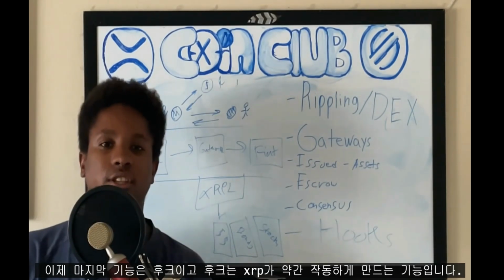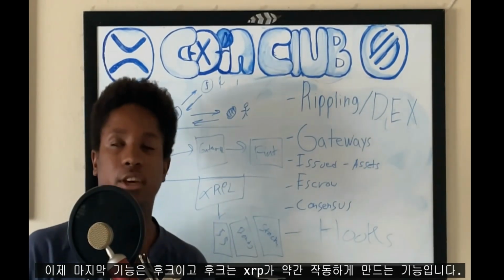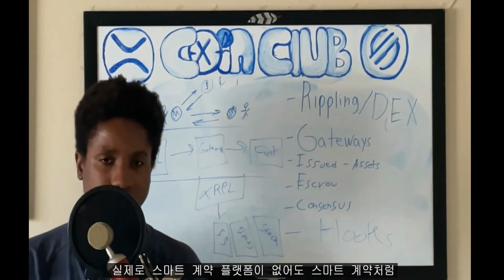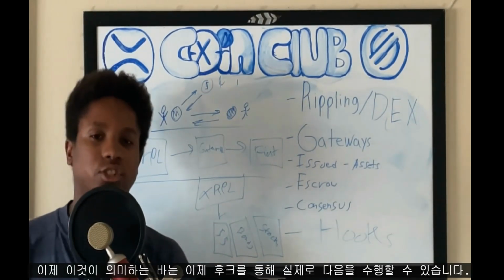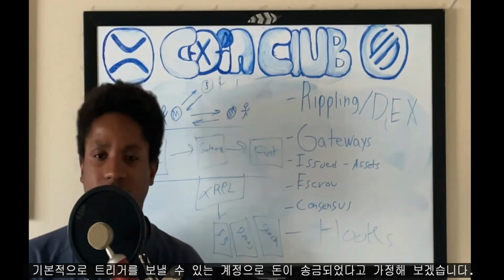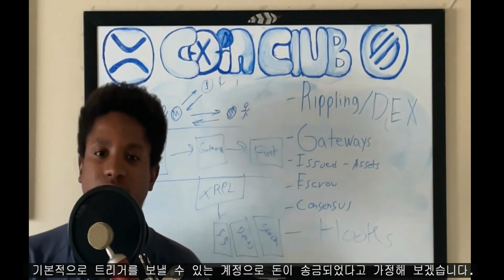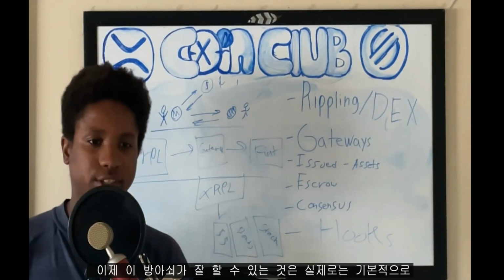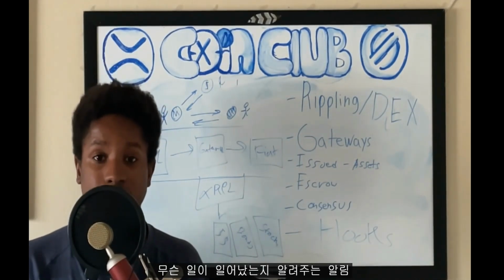Now, the last feature are hooks. And hooks are what make XRP act a bit like a smart contract without actually having to be a smart contract platform. Now, what does this mean? Hooks will allow you to set triggers on certain accounts when certain events happen. Let's say money is sent to an account. Well, you can send a trigger. Now, what may this trigger do? Well, all it really is, is giving a notification saying something happened.